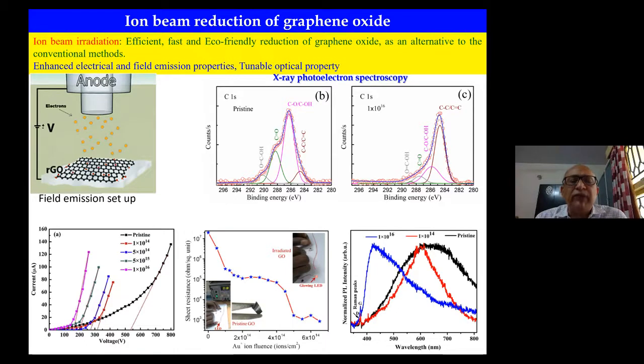So this is one experiment which Saravanan has done. He has got a publication also, although the citation is not available here. This he has done for reduction of graphene oxide, which is an alternative to other conventional methods. And he says it's efficient as well as fast and eco-friendly. So this is very important. This is part of his work which he has done, and this is also published.